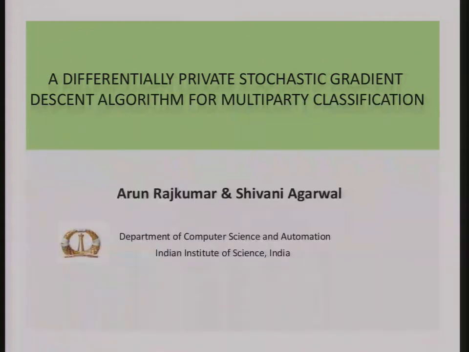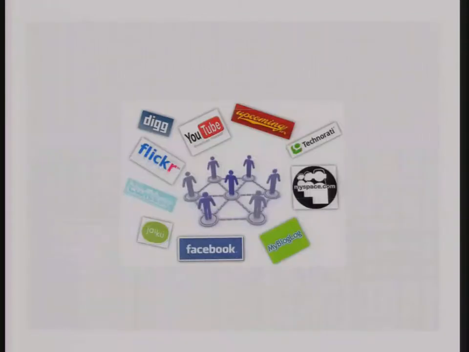Good evening, everybody. I'm Arun Rajkumar, and I'll be talking about a differentially private stochastic gradient descent algorithm for multi-party classification. So in today's world, a lot of data is available, often across parties, and it becomes essential for these parties to collaborate with each other so that they can make better sense of the data that they have.